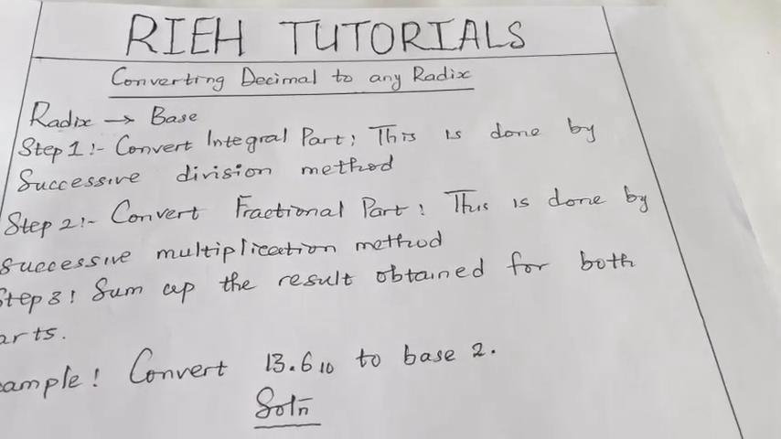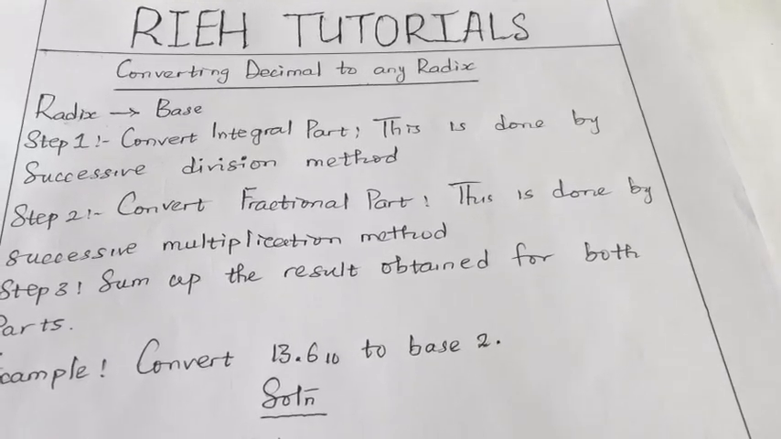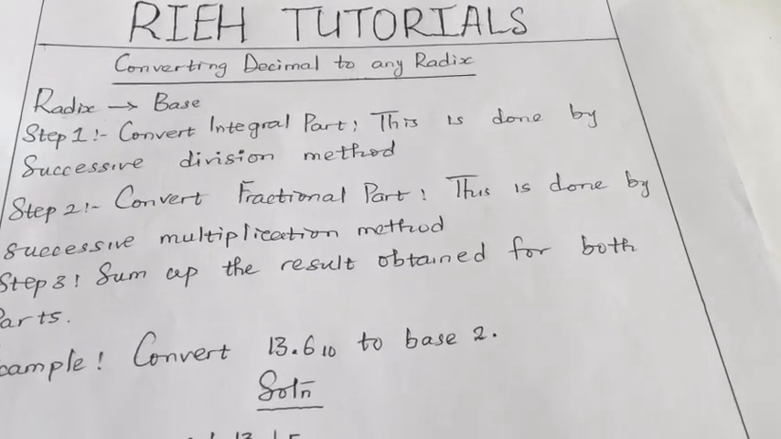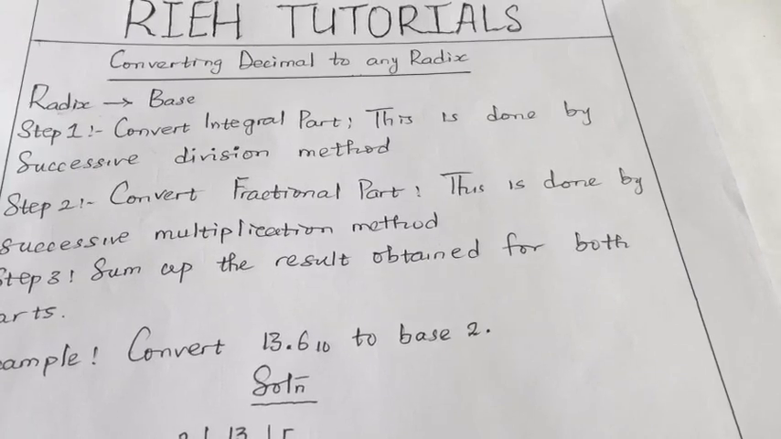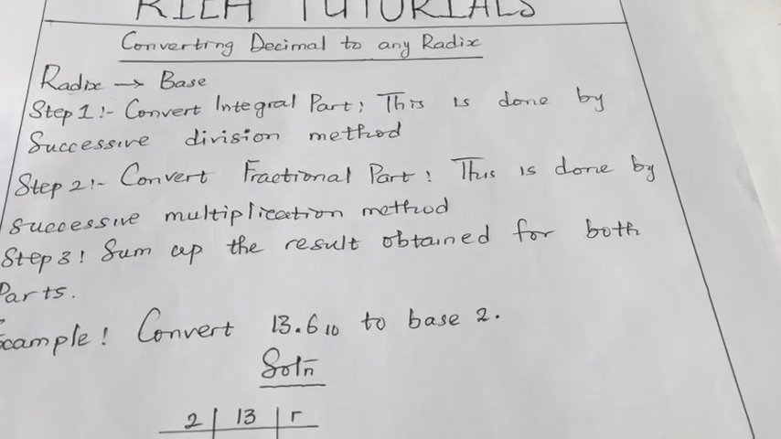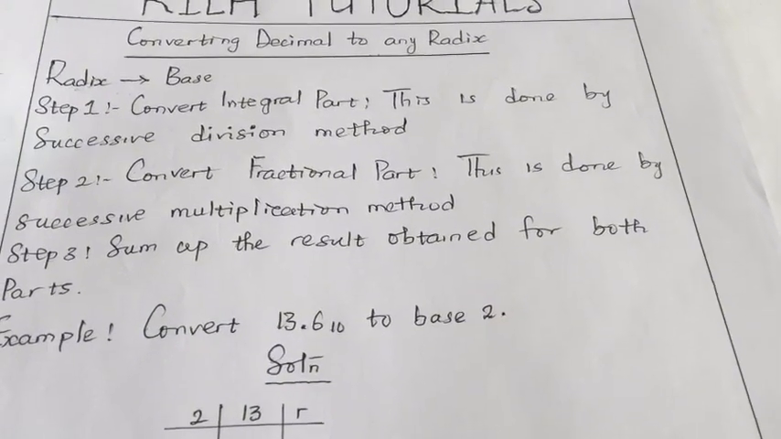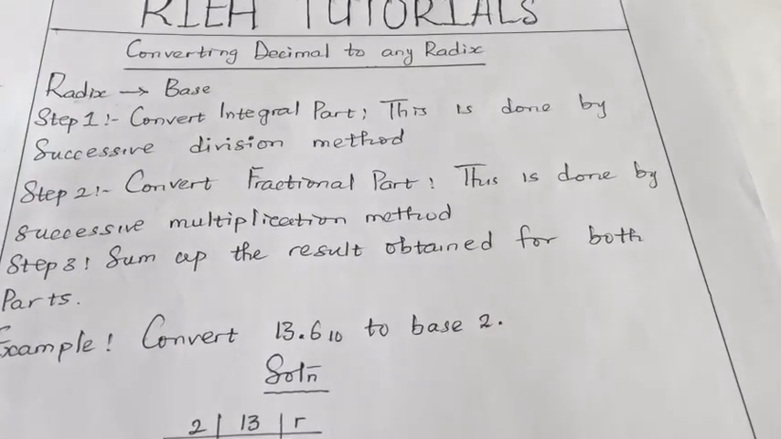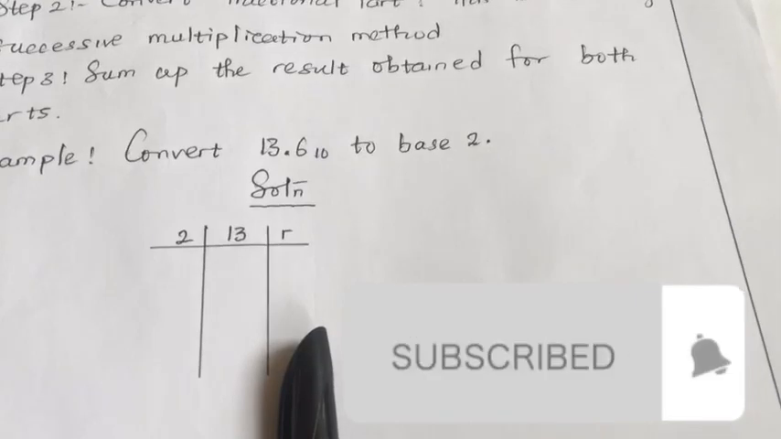So we are asked to convert 13.6 base 10 to base 2. The first step says convert the integral part, and the integral part is 13. You can say the whole number part, which is 13. This is done by the successive division method, and that implies that we're going to be dividing 13 by 2. So let's divide 13 by 2 successively.